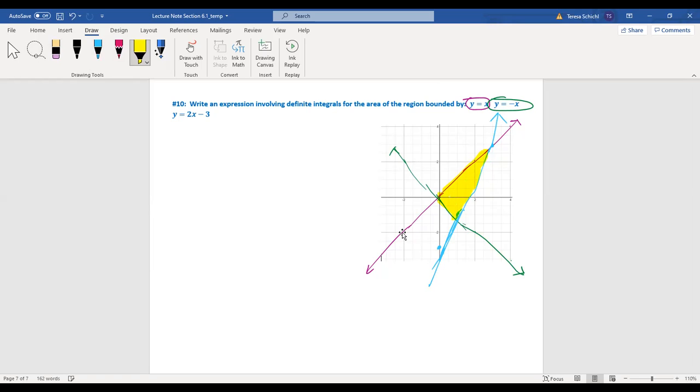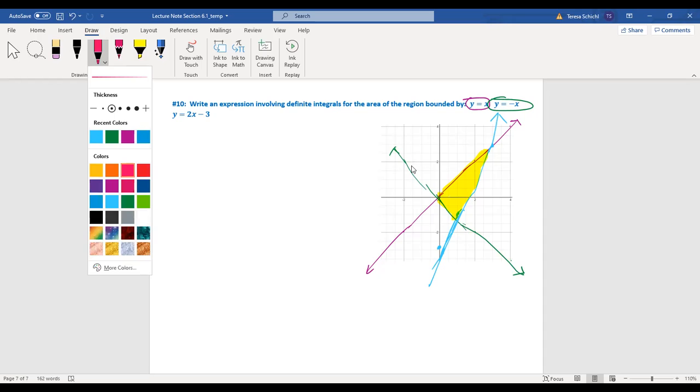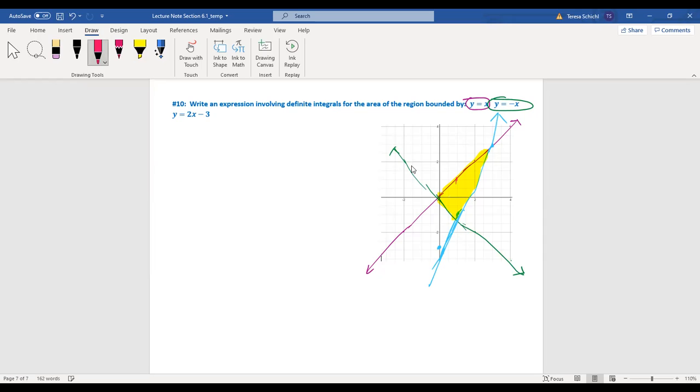Okay, so what can we do? We say, hey, we can integrate with respect to x, right? The only problem is in here, so you need to divide this one. On the right-hand side of this region, you can do the integration like this, right? From the purple line to the blue line.